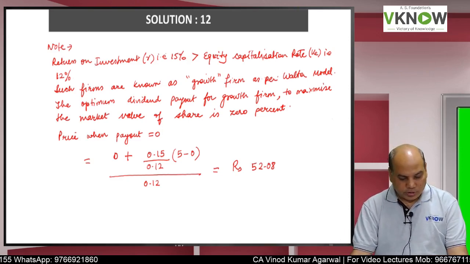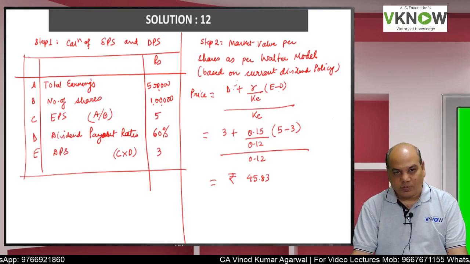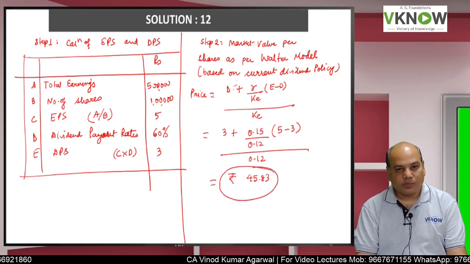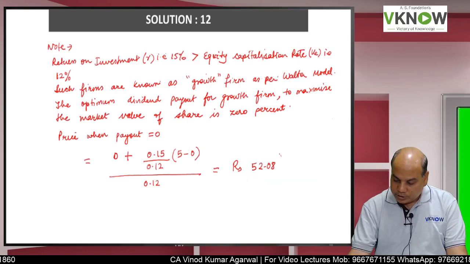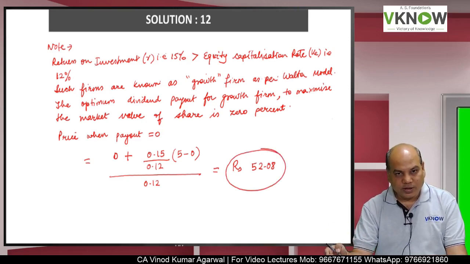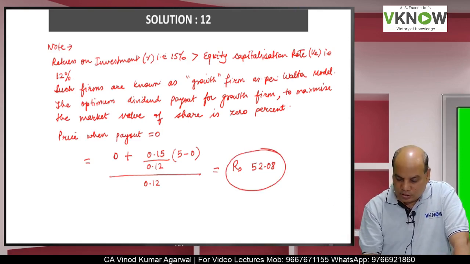So what is our observation here? When a growth firm was paying 60% payout, its market value was 45.83. But when it revised its dividend policy to 0%, as per the suggestion given by Walter, the market prices increased.